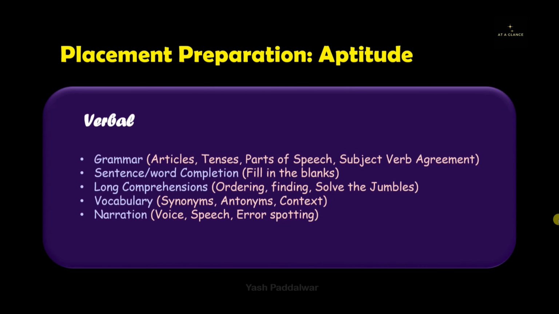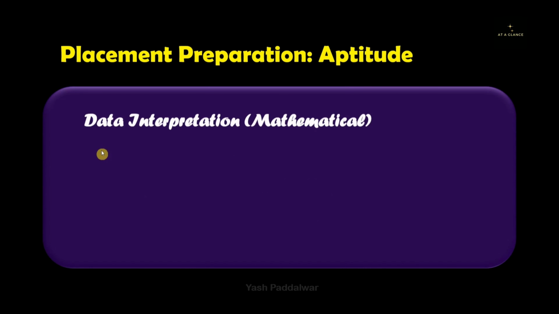Now let's move on to the next section, which is data interpretation. This is a mathematical section. It includes some of the concepts of quantitative aptitude. Questions will be based on charts. Charts will be given to you, and the charts can be a pie chart, a tabular chart, a bar chart, or a line chart also.